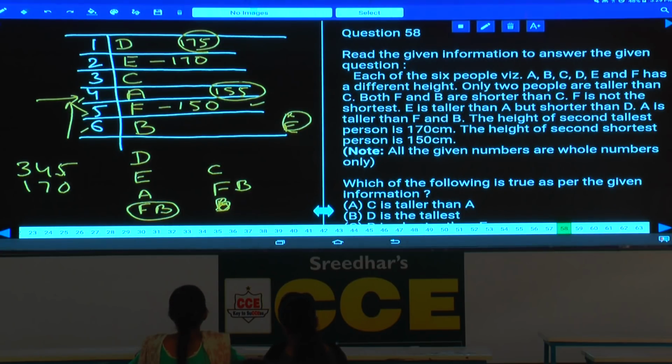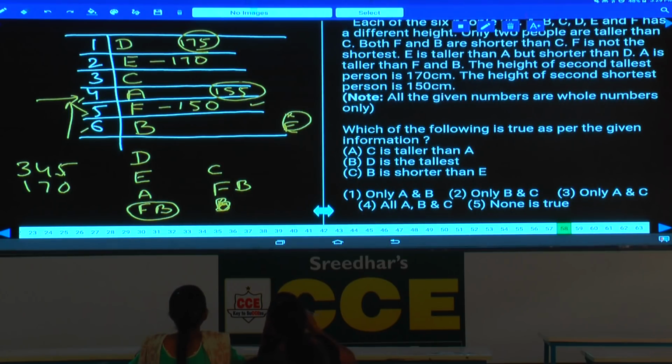Then 58. Now in this question number 58, tell me what is the information here? Which of the following is true as per the given information? C is taller than A. True or false? Definitely true. Now see here, combinations were given. Now we need to check out the second. D is the tallest, true or false? This is also true.